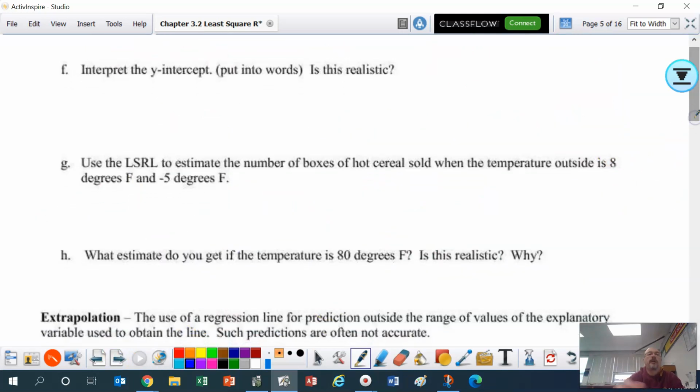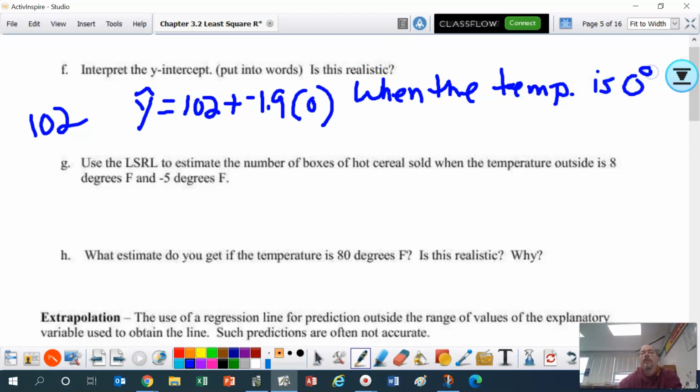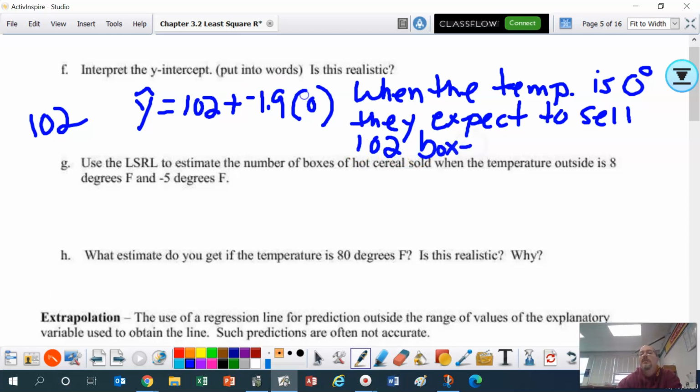Interpret the y-intercept. Okay, well, the y-intercept is the 102, right? So let's think about this. That would be, ladies and gentlemen, when the temperature is 0 degrees outside. Again, think about it. X is 0, that means 0 degrees outside. So when the temp is 0 degrees, they expect to sell 102 boxes of hot cereal.